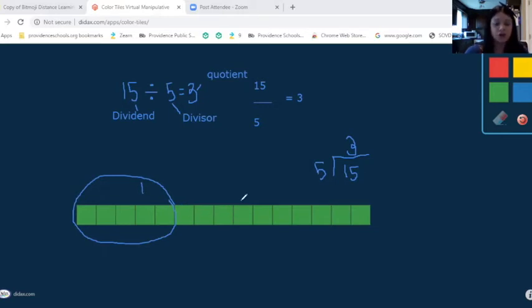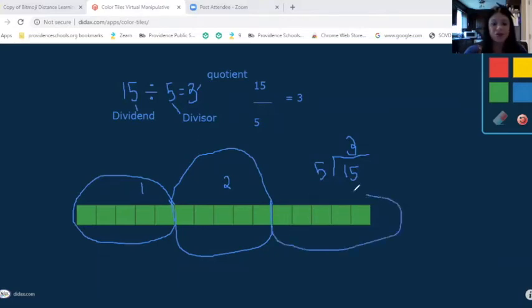1, 2, 3, 4, 5. This is my second group of 5. And let's check how many more we can make. 1, 2, 3, 4, 5. And this is my third group of 5. I have 3 groups of 5. So this tells me that 15 divided by 5 is 3, boys and girls. And 3 is the answer. And what is the answer to a division problem once again? That's right, quotient.